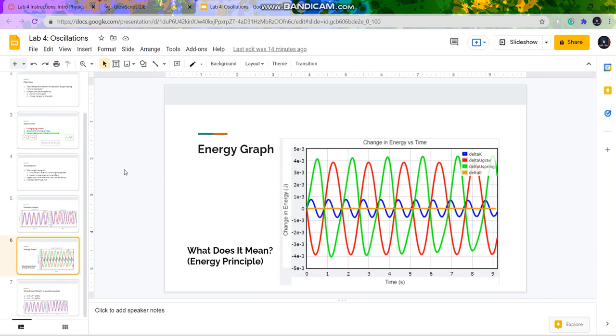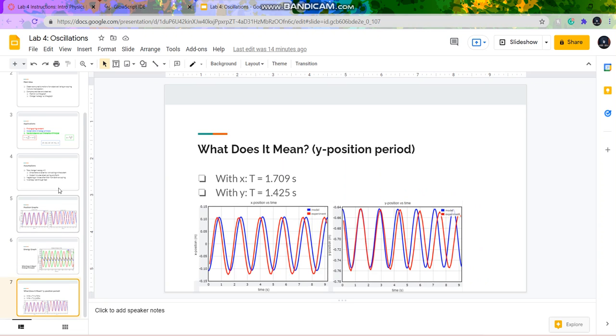Now, the second main thing to note is that delta E, or the total change in energy, is zero the entire time. This supports our energy principle, since we are assuming that external work and change in heat are going to be zero.